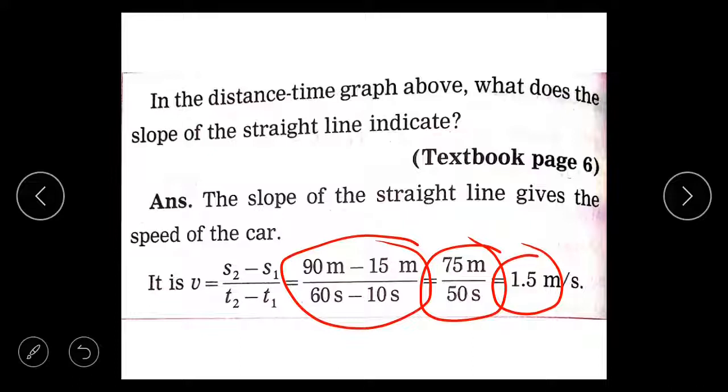So through this graph you can calculate the velocity through the slope. If you get a question for 1 mark or 2 marks in your exam like this, you can answer that we can calculate the velocity of the car through the slope of the straight line obtained in the graph. Okay, so this was about the distance time graph for uniform motion.